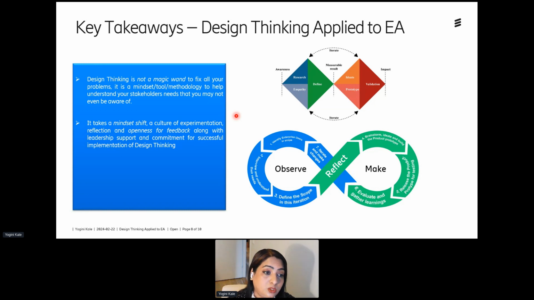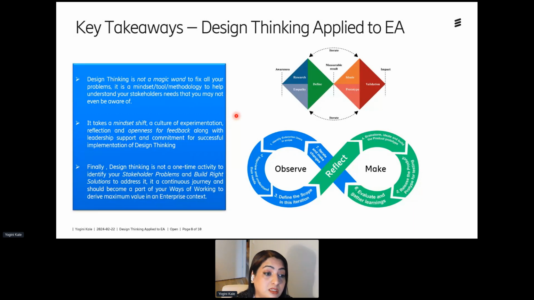Then, for design thinking to be successful within your organization, it's important that you have a culture of experimentation, reflection, and openness for feedback, along with support from your leadership in terms of commitment of resources and budget. So it takes a mindset shift to make this successful.